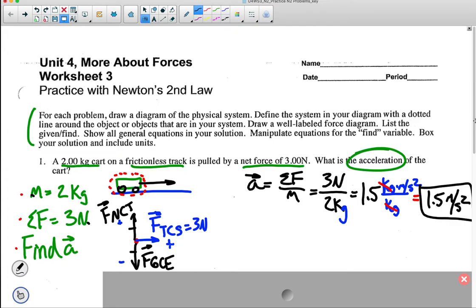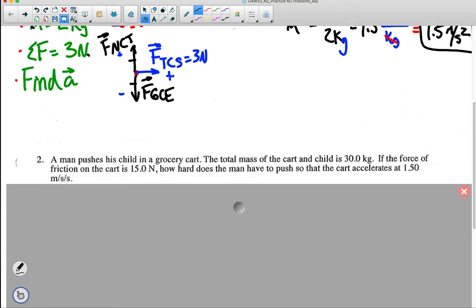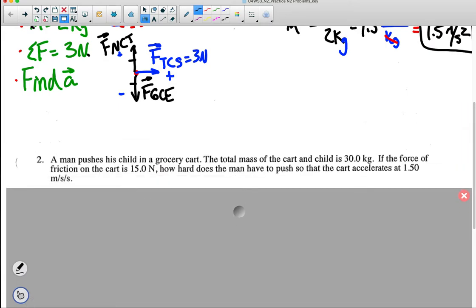Problem number 2 is more challenging. It has more working parts. Please consider reading the problem. It says a man pushes a child in a grocery cart with a total mass of the cart and the child of 30 kilograms. The force of friction on the cart is 15 newtons. How hard does the man have to push to get the cart to accelerate at 1.5 meters per second squared?